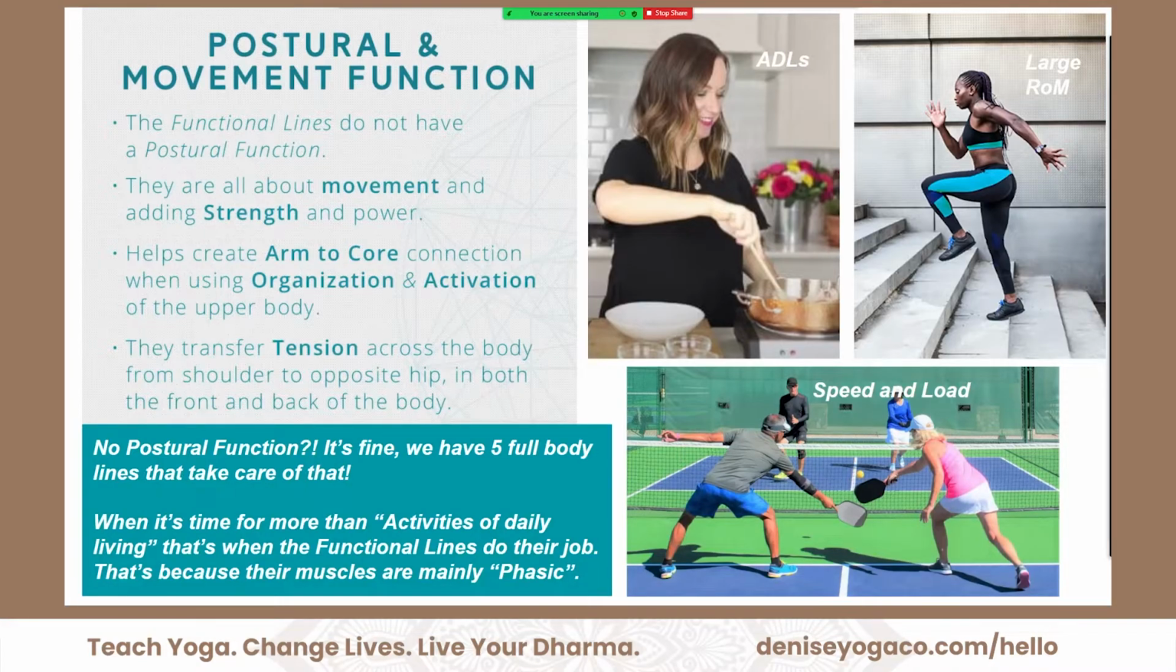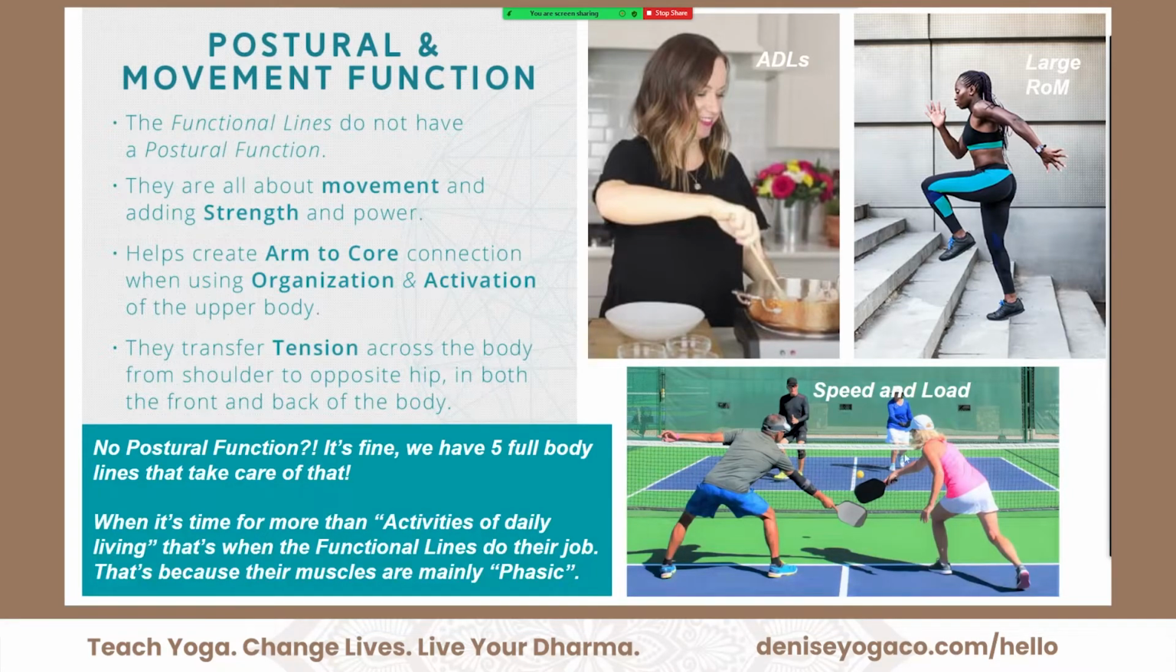Same thing, cross-body connection. Now, I know it sounds like, no postural function, but like I say, we have 5 full body lines that take care of our postural need. Upright posture is pretty demanding. We're bipedal. We're not on all fours generally. So, upright posture is quite demanding. And so we have a structure and muscle and fascial system that supports that. But when you're going to do, like I say, climbing stairs or running or walking rapidly with arm swinging, now you're going to start using your phasic muscles.